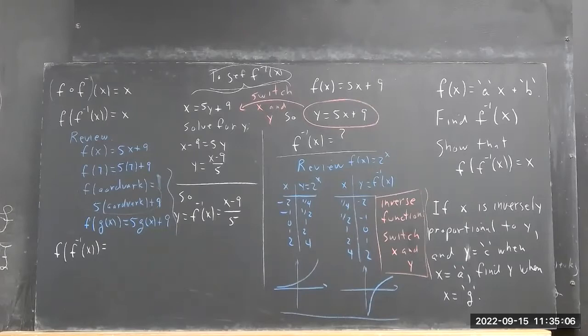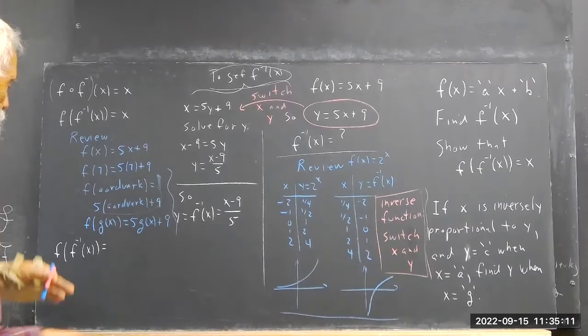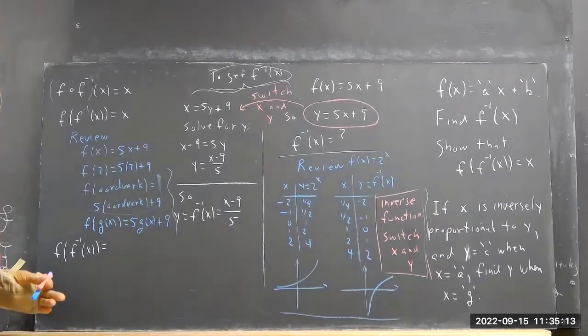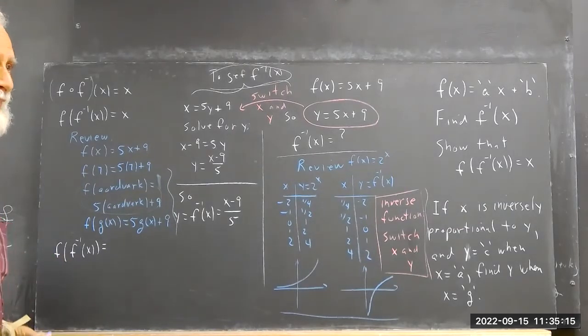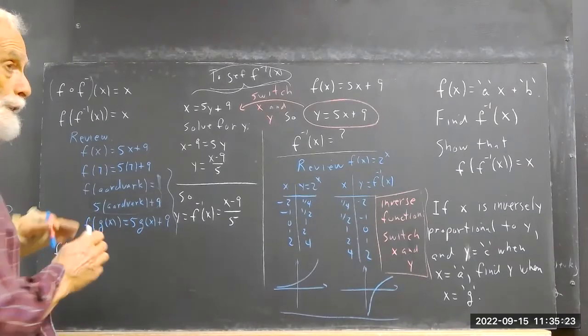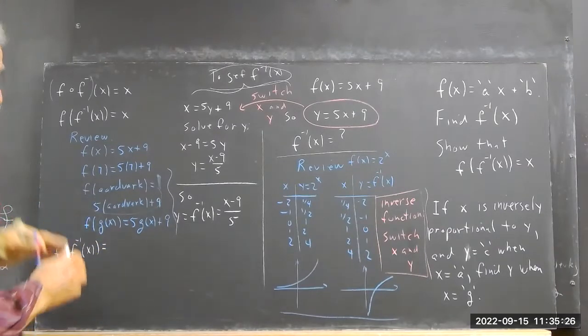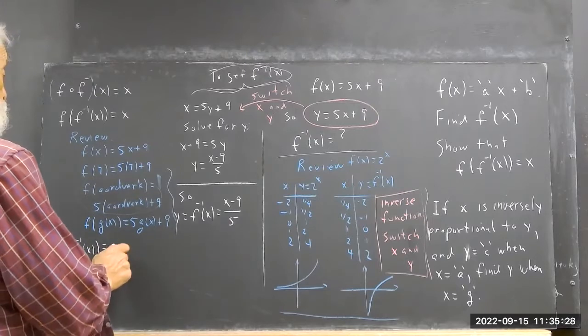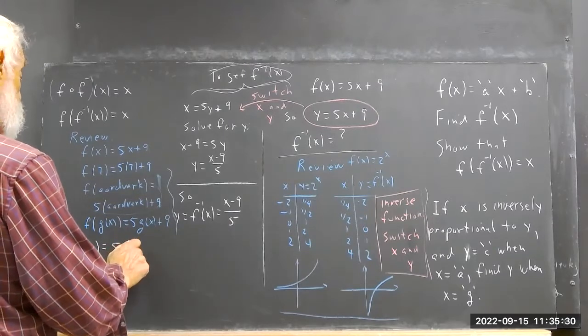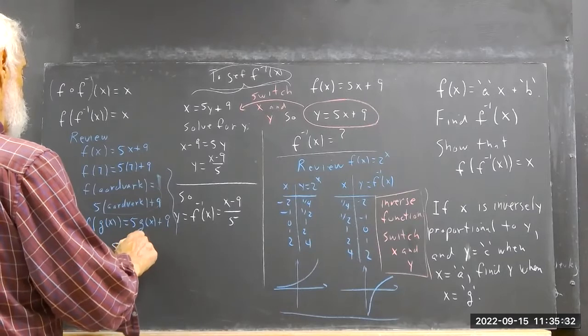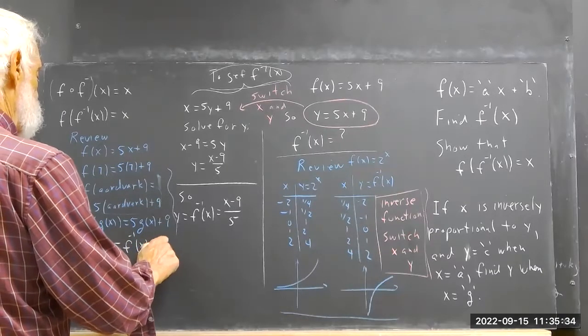Now again, there was some hesitation sometimes, but I think everybody sees what to do. Somebody actually skipped a step here, and you know who it was, but I'm not going to say it on screen. It was a good skip, but you don't want to skip steps, not when you're getting familiar with something. We want to build this very carefully. So f of f inverse of x then is 5 times f inverse of x plus 9.